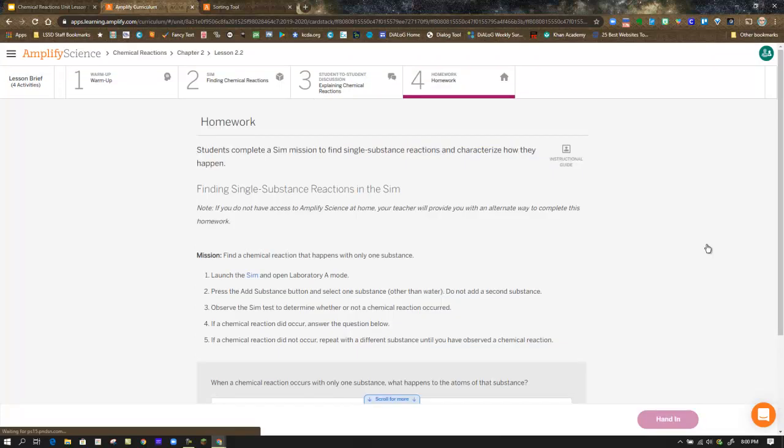In step 4, you are finding a single substance reaction. In other words, there are some reactions that happen with one substance reacting in air or with some other environment where they're not intentionally mixed together. So you're going to open up that tool, and you actually as a student get to use this tool. You've seen it before. We are in our chemical reaction simulation.